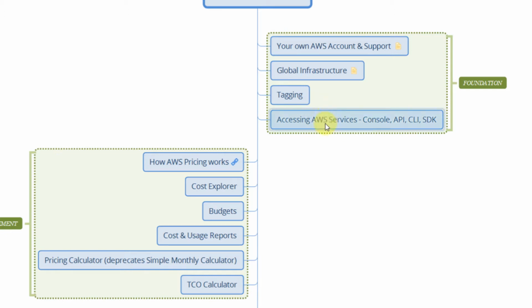And understand that AWS services are accessed via many channels. The management console, the REST APIs, every service has an API, the command line interface, and there are software development kits or SDKs for various languages, which make it easy to call the APIs.